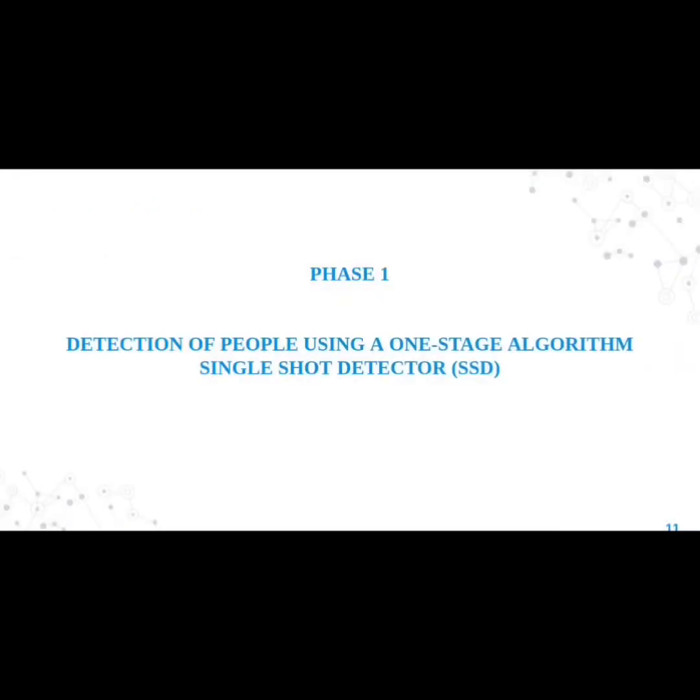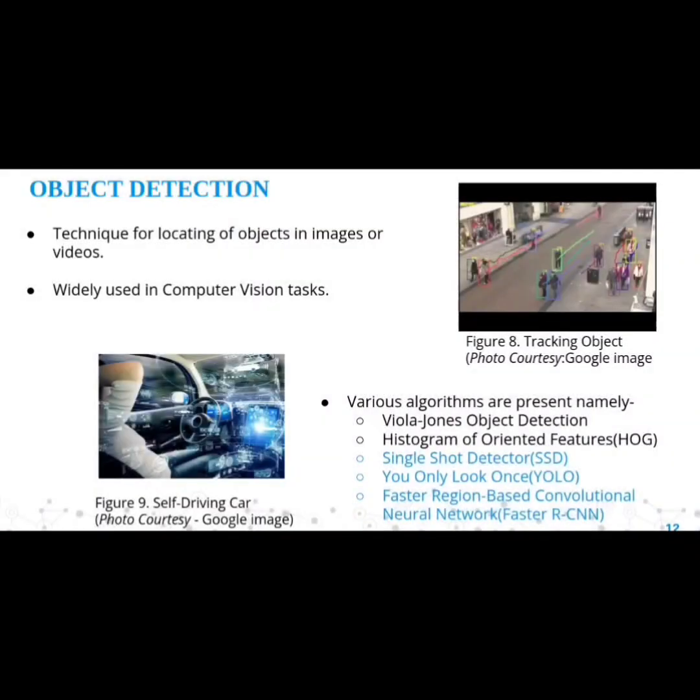Phase 1: Detection of model using a one-stage algorithm, that is Single Shot Detector, SSD. Object detection is basically a technique for locating objects in an image and video. They are widely used in computer vision tasks such as face recognition, self-driving cars, and many more. There are various algorithms of object detection: Viola-Jones, histogram of oriented gradients, single shot detector, You Only Look Once, and faster region-based convolutional neural network. In our project we have used SSD, YOLO, and faster RCNN.